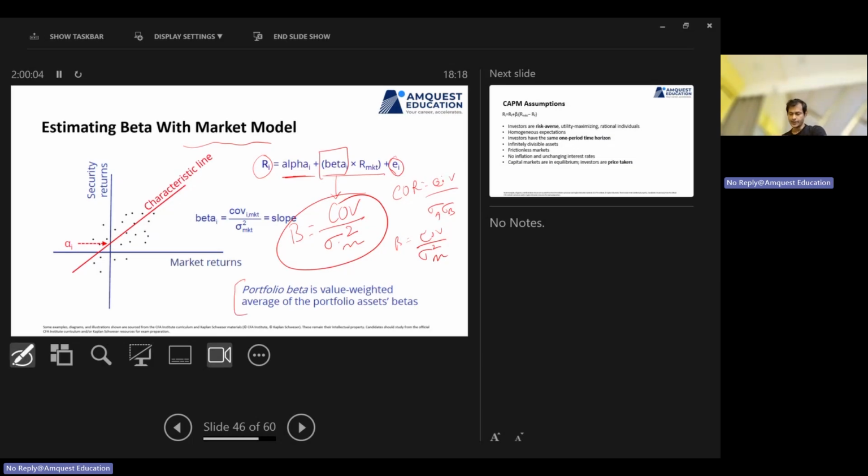And obviously, if you want to find out what the beta of a portfolio is, it's simply the weighted average of the portfolio assets' betas. So if I have 3 assets and all three have different betas, I can take the average by simply multiplying by the weight and I can get the weighted beta. Clear? This is how you find the weighted return also. So the beta of a portfolio can be found that way.